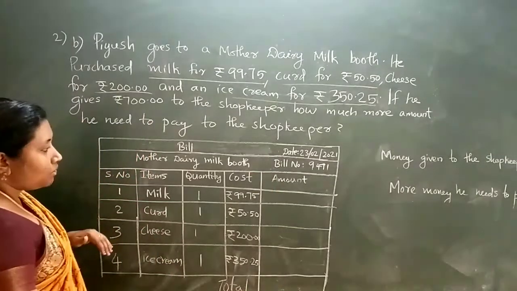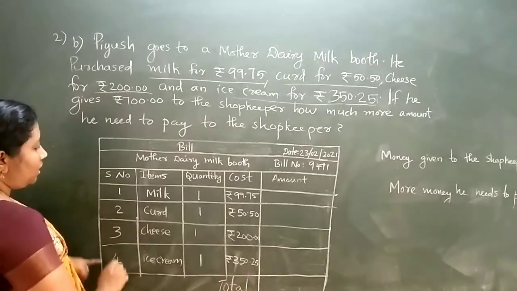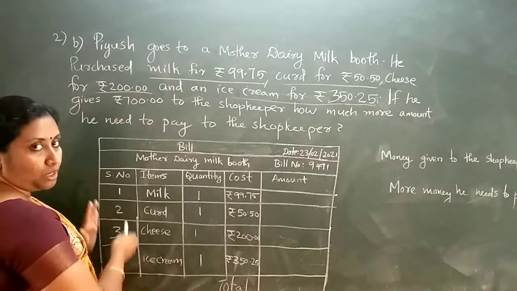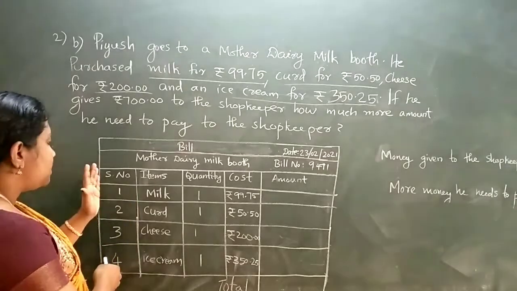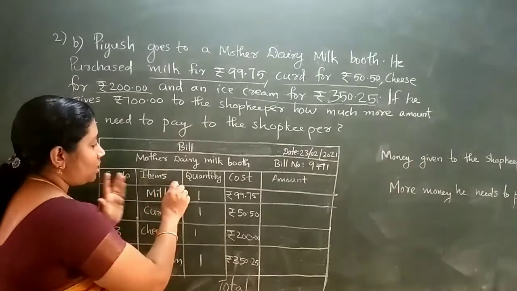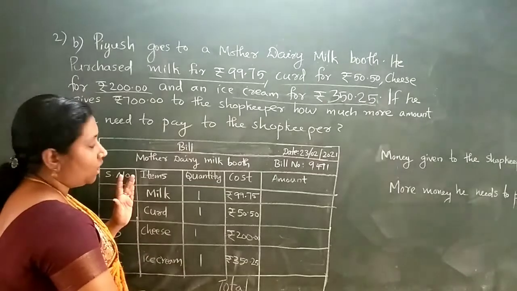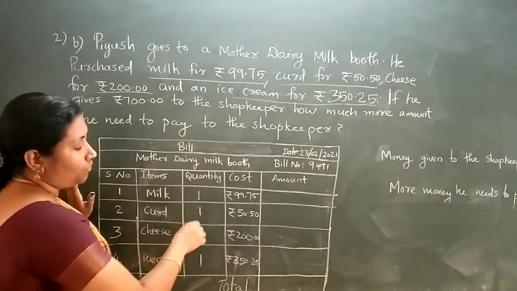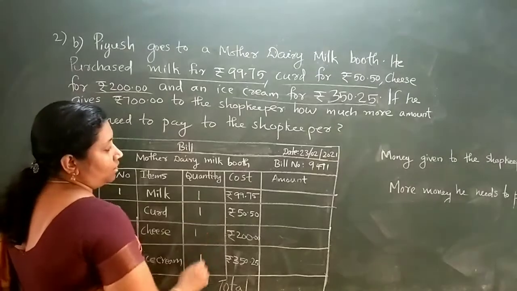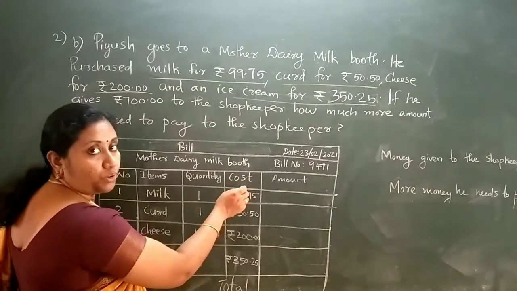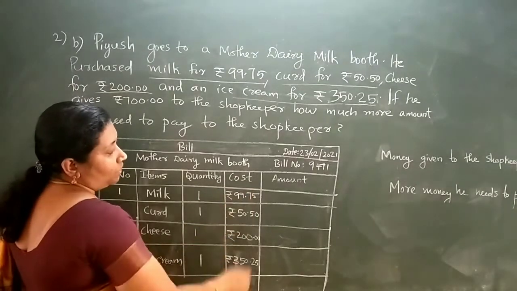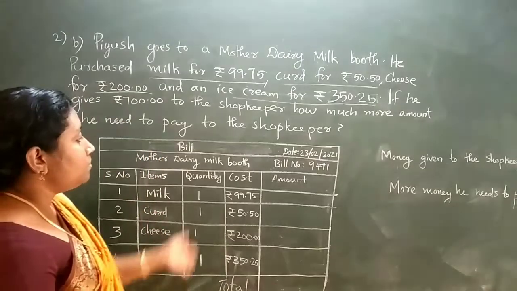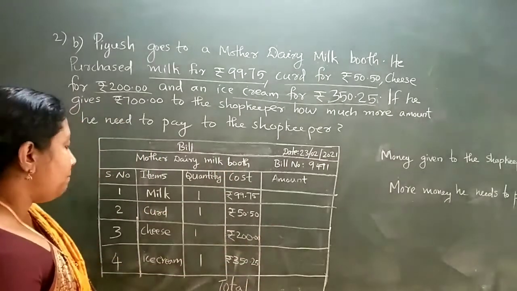Then your next column, that is serial number, that is 1, 2, 3, 4 etc., according to the number of items. Serial number. Second one is name of the item, second column. Third column quantity, how many number of items, that is quantity. Then next column cost of each item, then amount. Okay, these are the different columns for one bill.